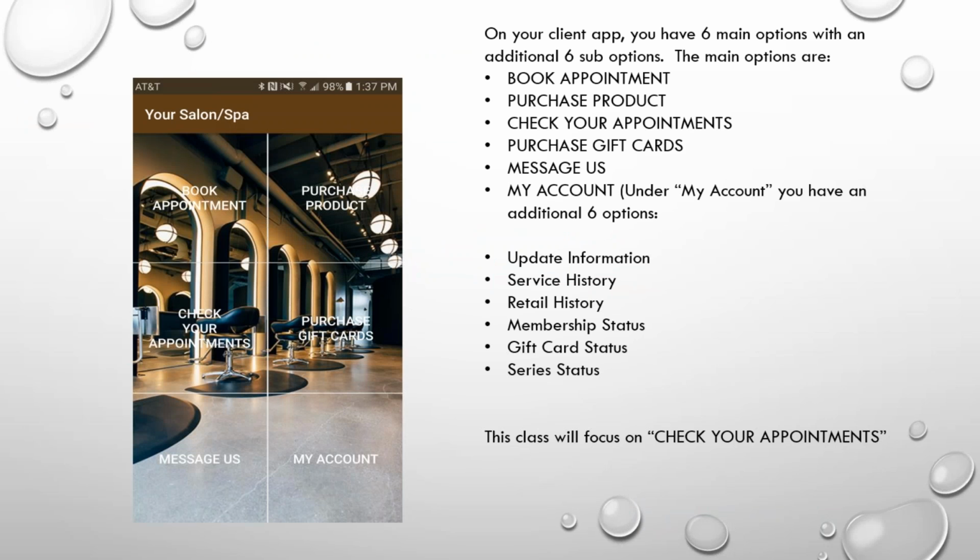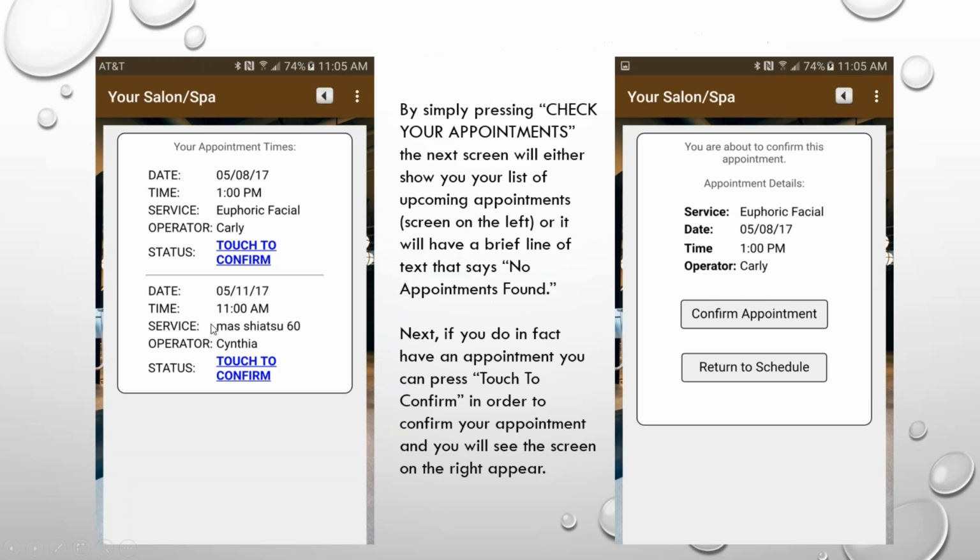Again, this one we're going to talk about check your appointments. So your customer clicks on the button that says check your appointments, and any appointments that they have from that date into the future will appear. They don't need to do anything. They just hit check my appointments, and the very next screen will either say there are no appointments found, or it will show any appointments that they have from that day into the future.